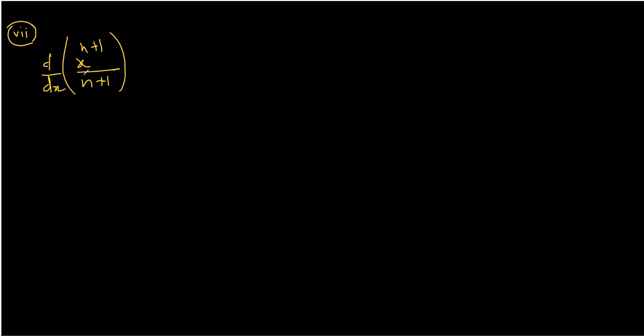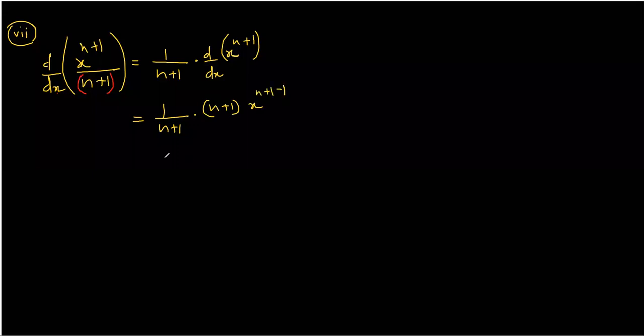So if I have anything which is not x, then it is a constant. So here n plus 1 in the denominator will be treated as a constant. So you have 1 upon n plus 1 out, and here you have d by dx of x raised to n plus 1. The next step, you have 1 upon n plus 1, and here I differentiate this with respect to x, which is variable raised to constant. So its derivative will be n plus 1 x raised to n plus 1 minus 1.